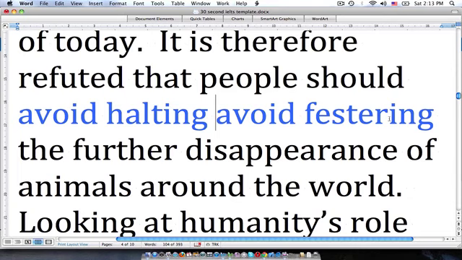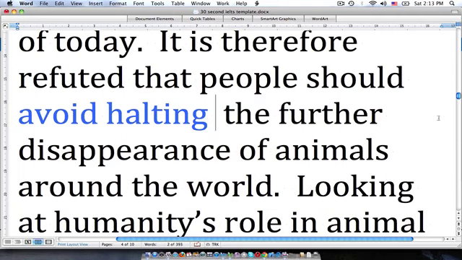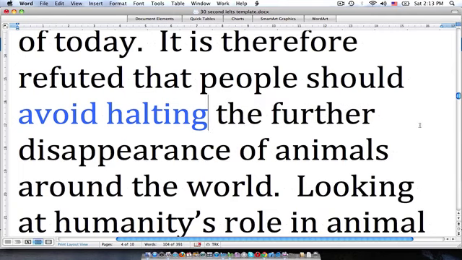Or sometimes fester is used to describe the nature of people as a group. So maybe the anger of the people festered under the new policies of the king. Okay, so maybe there was already anger there, and now these new policies implemented by the king have caused that anger to get worse or to fester. So fester would not be the right answer here. Avoid halting the further disappearance of animals around the world.